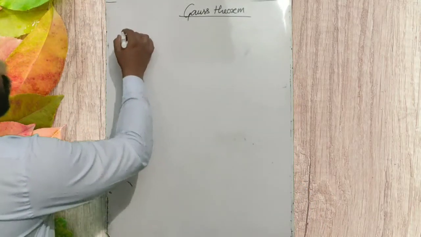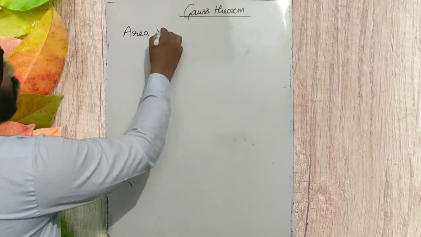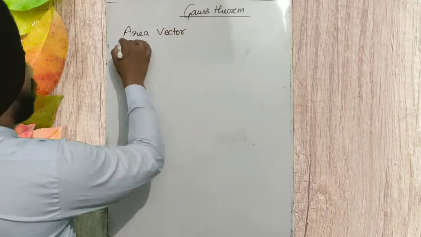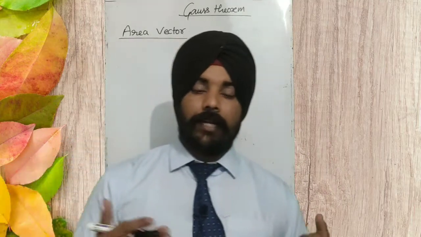First is area vector. What is area vector? Sometimes we need not only the magnitude of area, we need the direction of area also. So here we are going to define the area vector just for the need of the direction of area of any surface, the surface which is kept in some kind of electric field, some kind of magnetic field. So there we have need of the direction of area also.